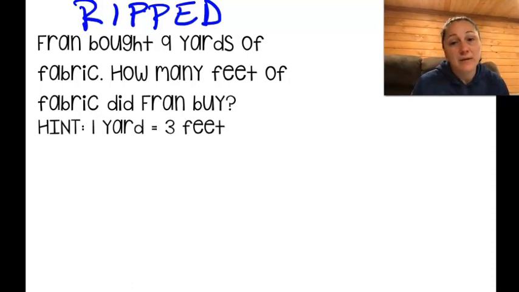Let's read it. It says, Fran bought 9 yards of fabric. How many feet of fabric did Fran buy? Hint: 1 yard equals 3 feet. So let's see. We read the problem. I, identify the important information. Fran bought 9 yards. 9 yards of fabric is very important. 9 yards. How many feet of fabric did Fran buy?